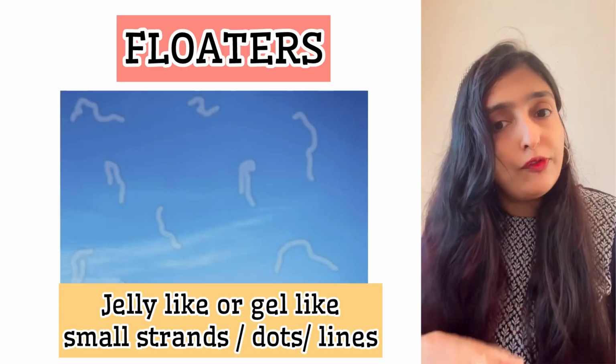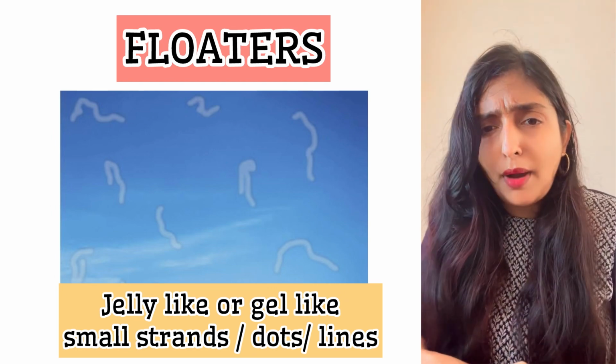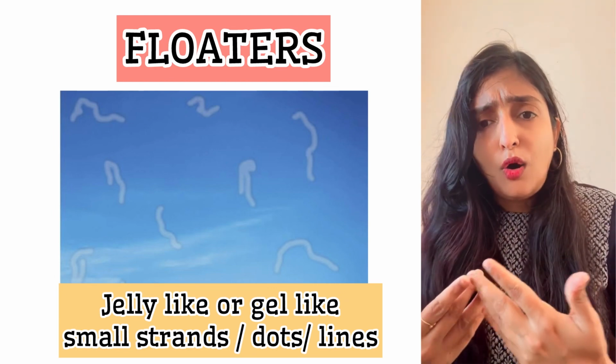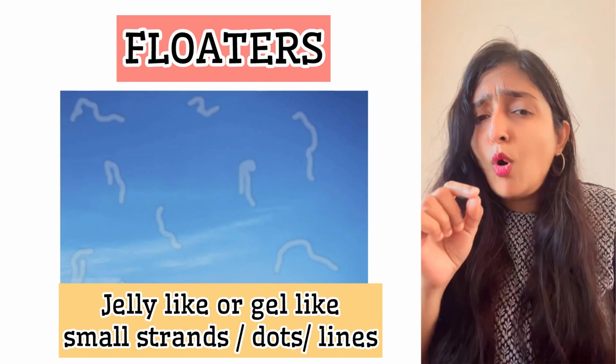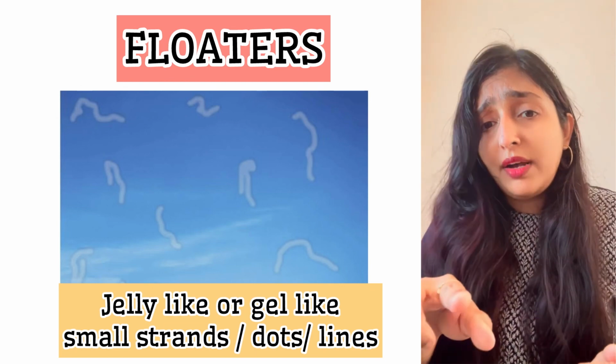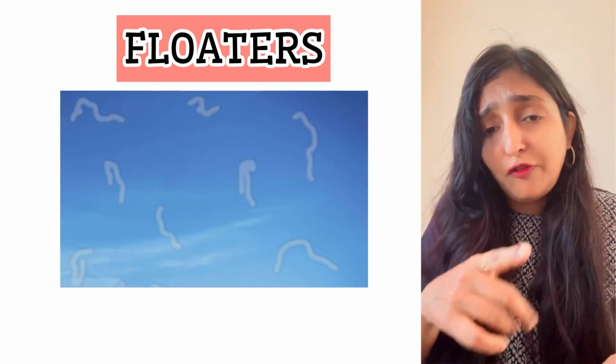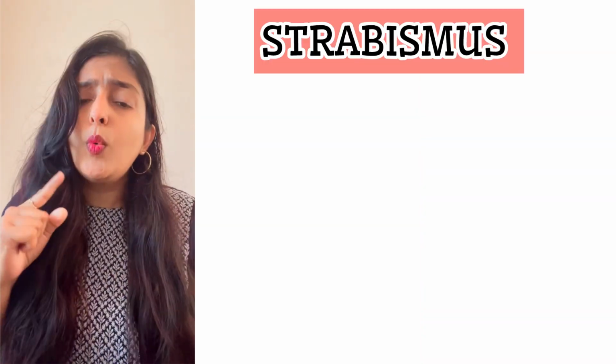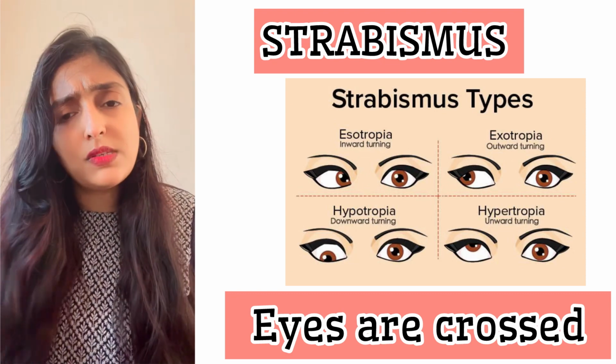It's conjunctivitis. Next is floaters. Eye floaters is nothing but jelly-like or gel-like small dots or lines or marks in your eyes. It's floaters. To sum up, we have strabismus.